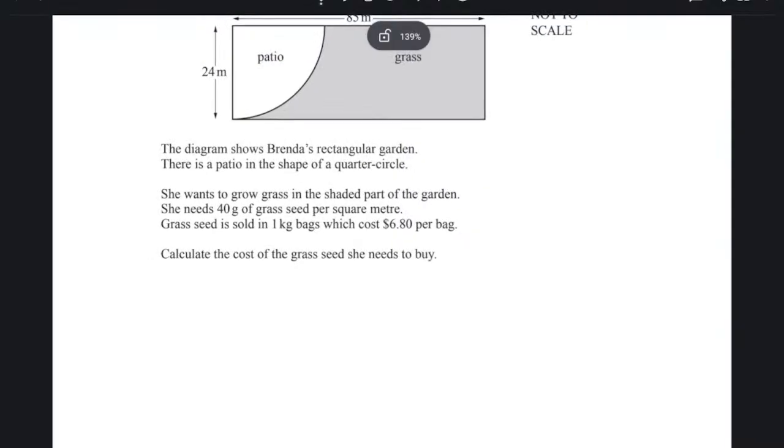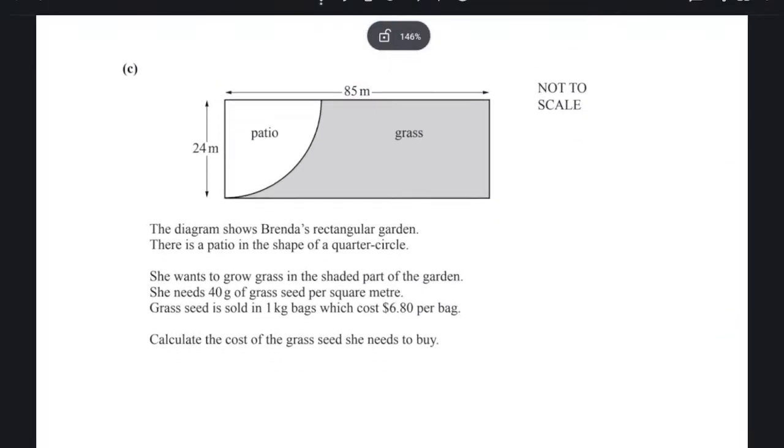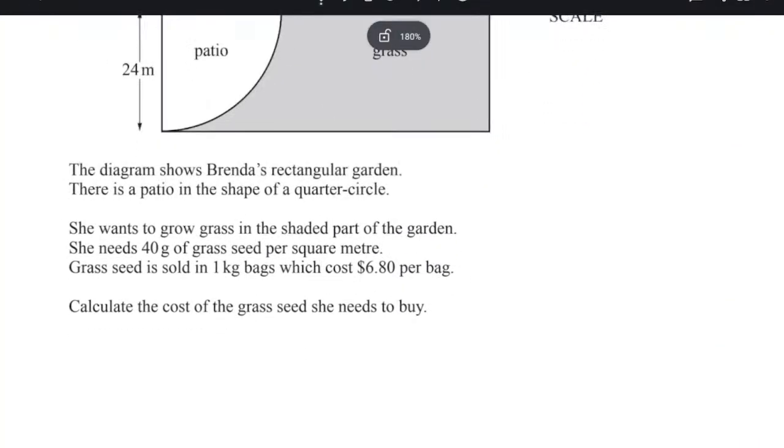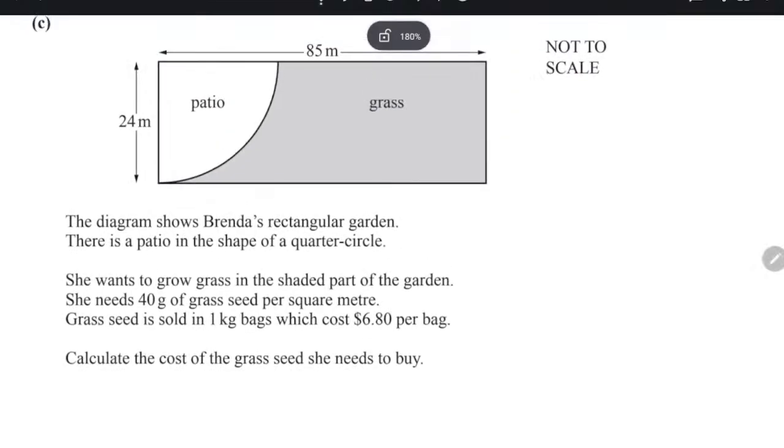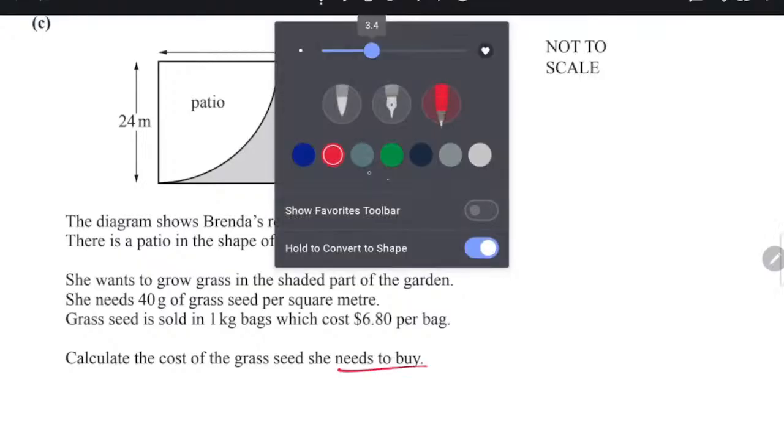Why would you do these type of questions from 2000 and whatever? Calculus, okay, let me see what topic this is. She wants to calculate the cost of the grass seed she needs to buy. Okay, you just need to get the area, I guess. Either way, let's do that.